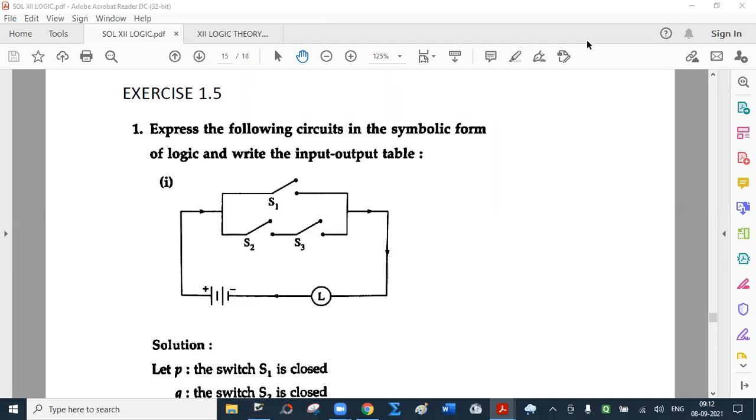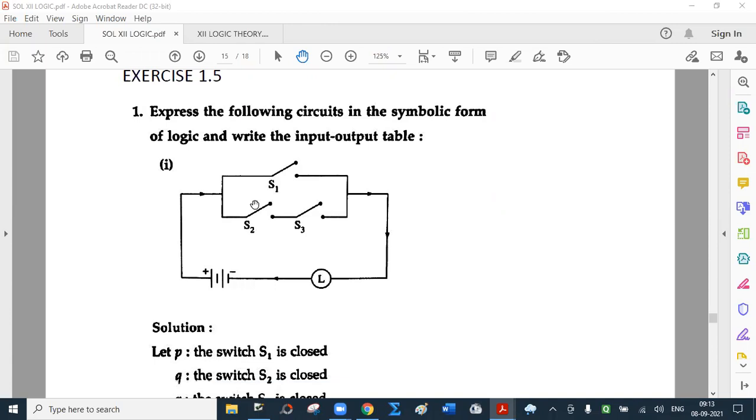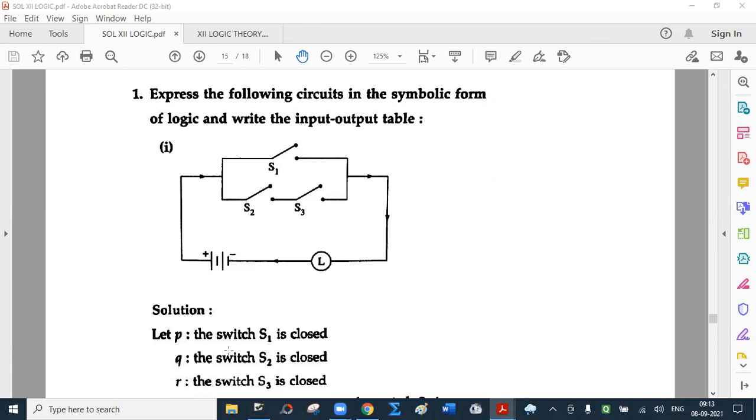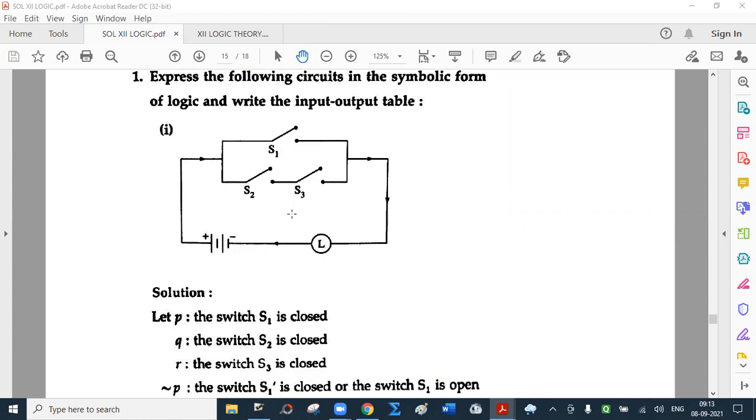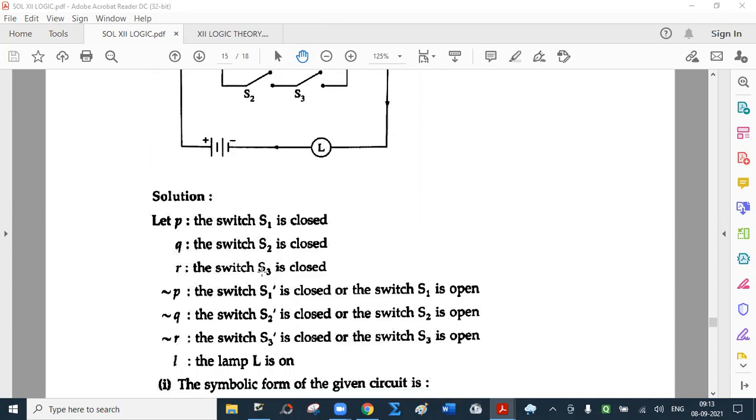Exercise 1.5. Express the following circuits in the symbolic form of logic and write the input-output table, which is also called the switching table. Now, let P denote the switch S1 is closed. Now you will ask me, but sir, this is an open switch. See, this is the convention. We say that either switch S1 is closed or open. Accordingly, we consider two cases, right? Q, the switch S2 is closed, and R, the switch S3 is closed. Similarly, not P, not Q, not R.